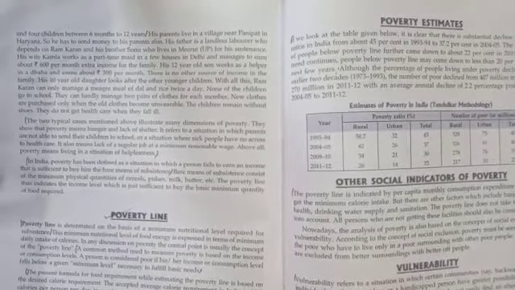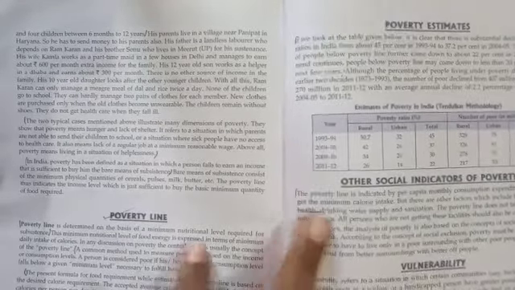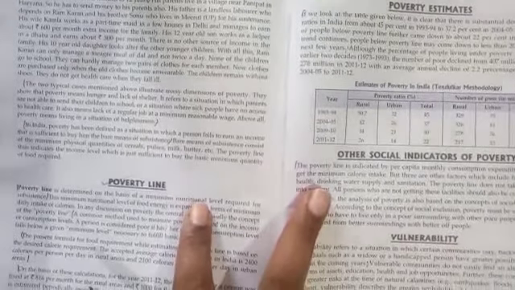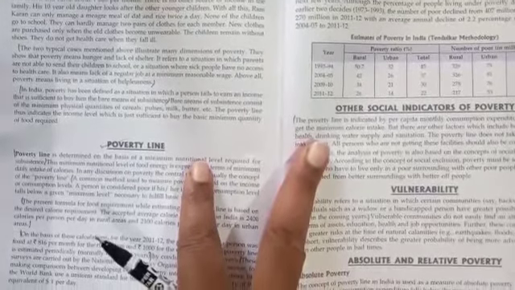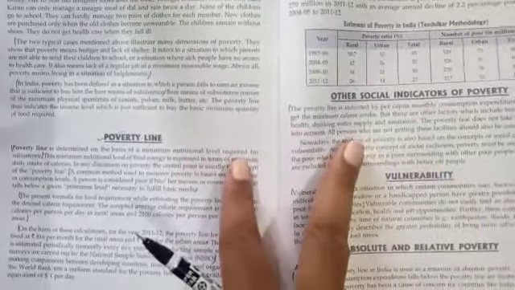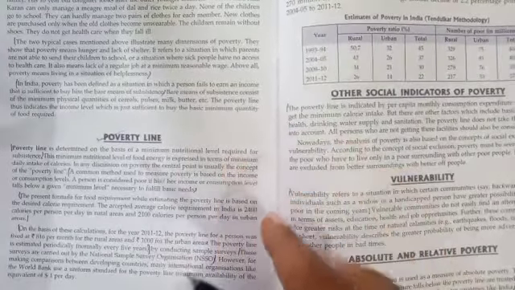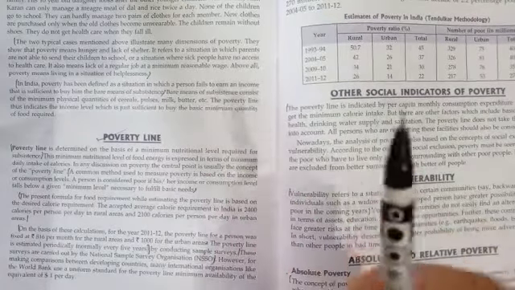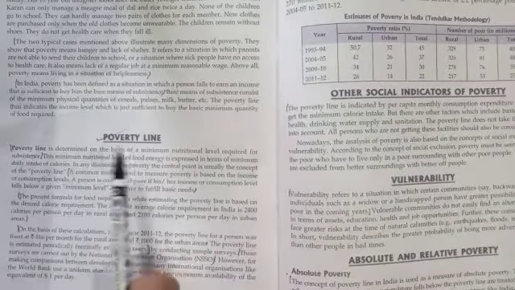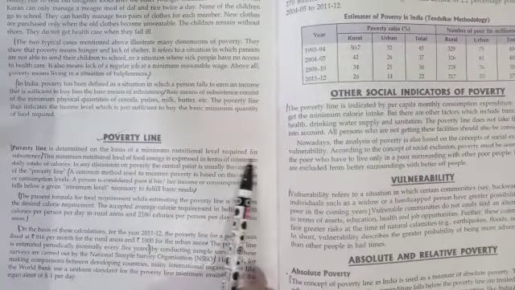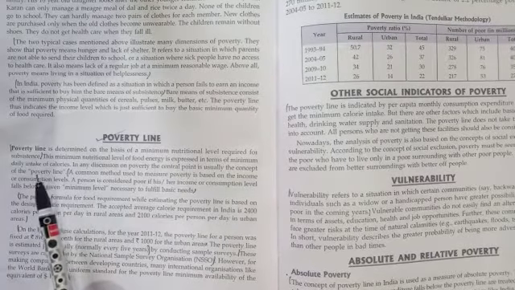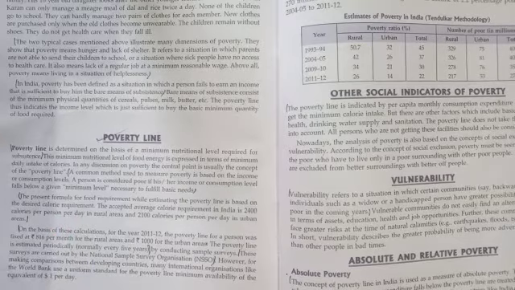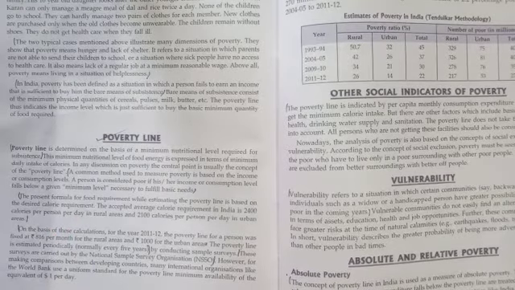In the previous video we were discussing poverty and how it is a challenge. We are still facing it as a challenge, and we discussed two cases, the rural case and the urban case. Now let's take the next topic, that is poverty line. The poverty line is determined on the basis of the minimum nutritional level required for subsistence. This minimum subsistence nutritional level of food energy is expressed in terms of minimum daily intake of calories.